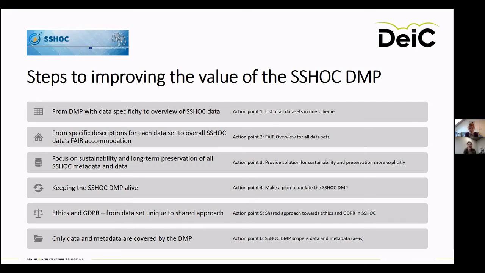And we decided to work with this update of the SHOP DMP, in a way to improve the value of the original SHOP DMP. One of the things hopefully done by the update is that we changed from what I call data specificity in the original DMP, looking at each data set as one thing, to having an overview of all the SHOP data. And not very original, we made a list of all the data sets in an Excel spreadsheet in order to give this overview.